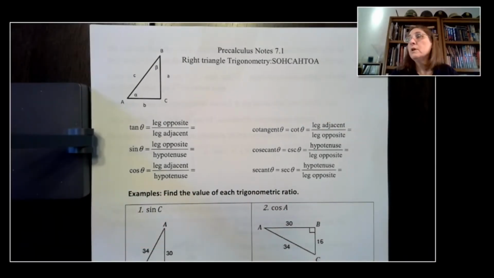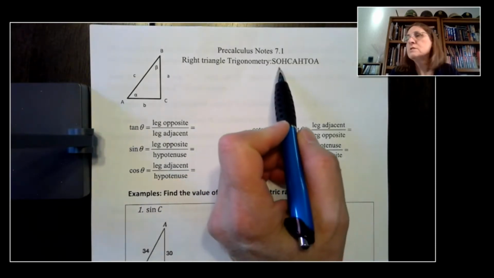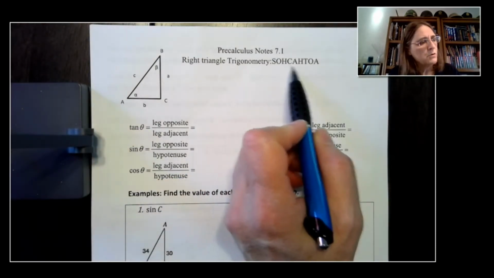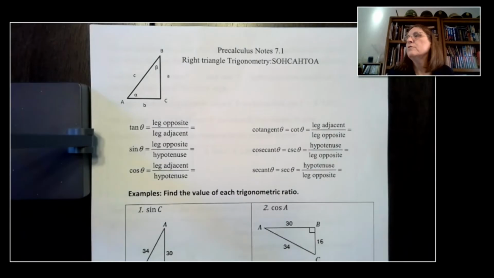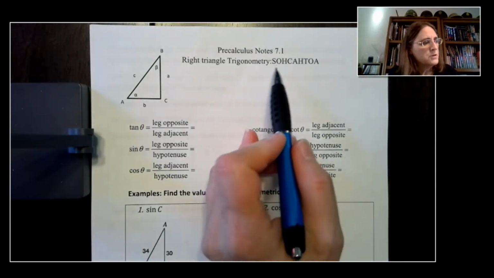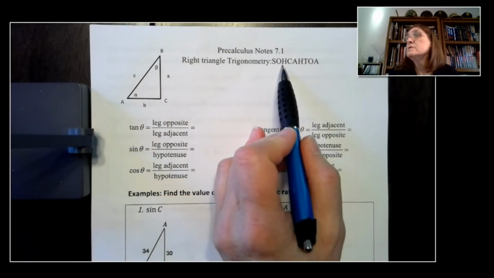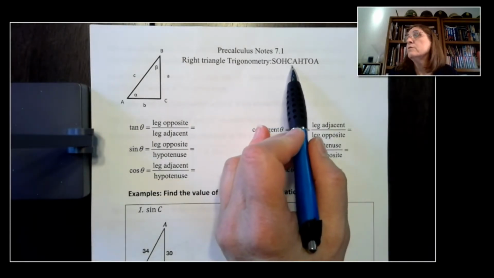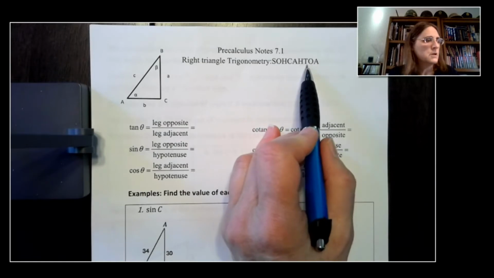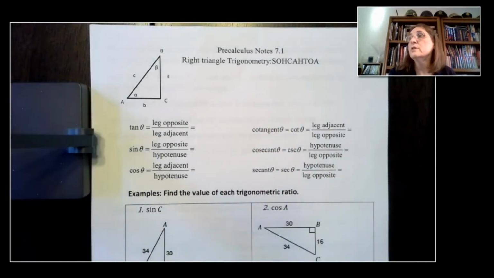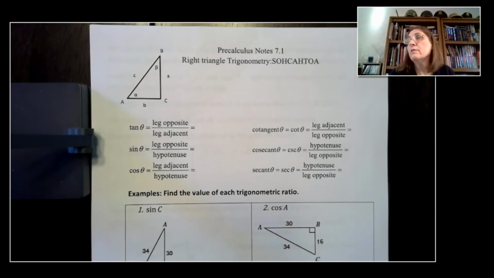Good morning. We're going to be doing a review of right triangle trigonometry that you may remember from your geometry class, where we used the acronym SOHCAHTOA to remember how to find sine, cosine, and tangent. If we remember, sine is the opposite over hypotenuse, cosine is adjacent over hypotenuse, and tangent is opposite over adjacent. Let's take a look at how that works in terms of our right triangle that we have here.